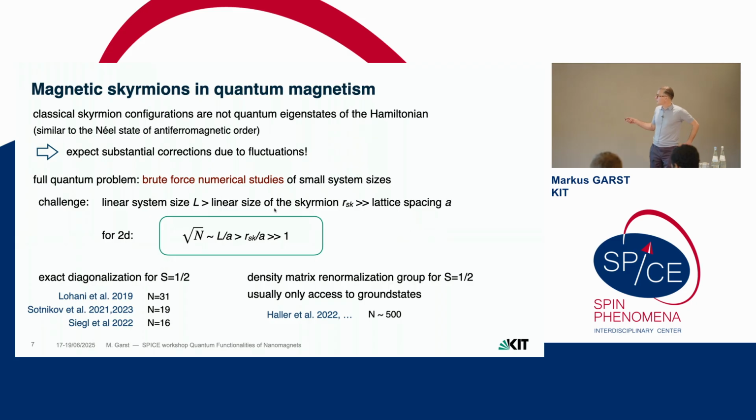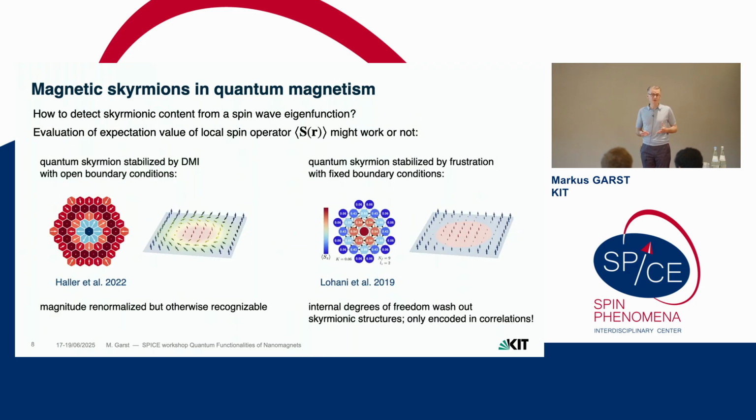The other type of approach is to use the density matrix renormalization group. This is an advanced method that, however, usually only gives access to the ground state. I mean, there are advanced versions that allow you to get more information, but usually you are restricted to the ground state. But the advantage is that you can treat larger system sizes. Then you can look at what this numerics is telling you, and whether you can recognize skyrmions from the ground state solution of the system.